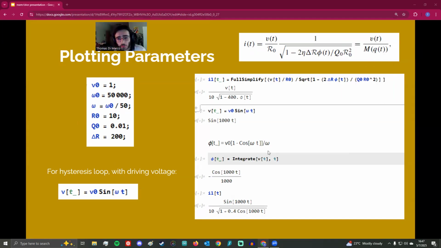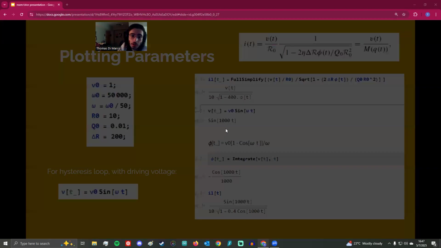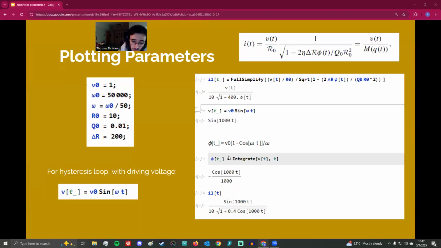But wait, let me move my camera. This is my code. This is the equation from two slides ago. You can see the current is voltage over R, that's this term, and then we have the square root of one minus the other term over there. That gives us our current as a function of voltage and flux. We pass it our input signal, our voltage, and we can integrate that to get the flux and redefine it, and we get the current. That's what I use to plot my hysteresis.